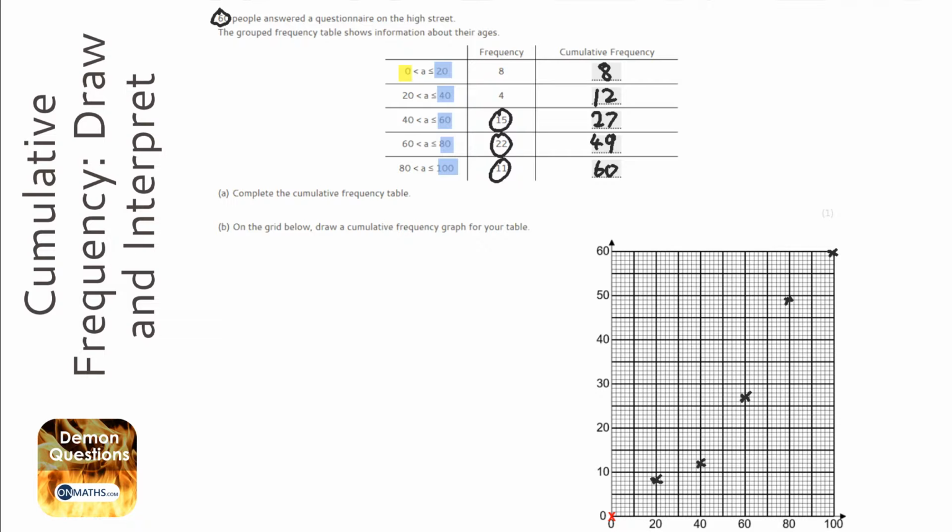Okay, so that's it plotted, but we haven't finished yet. Now, it's absolutely fine if you join these up with a curve. However, I don't know of any exam that you lose marks by joining them up with straight lines. So that's what I'm going to do. Just make sure when you join them up, you don't leave any gaps. Now, a cumulative frequency graph should either be horizontal or going up. It should never be going down, because you're constantly adding things to it.